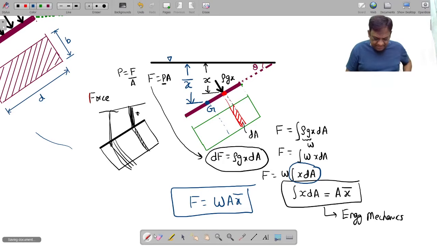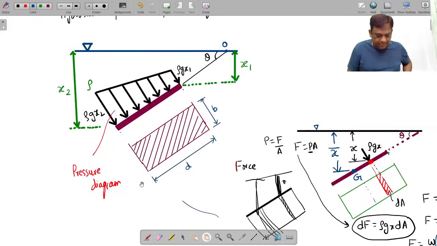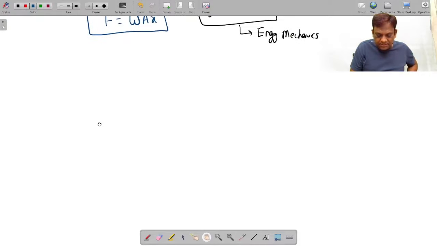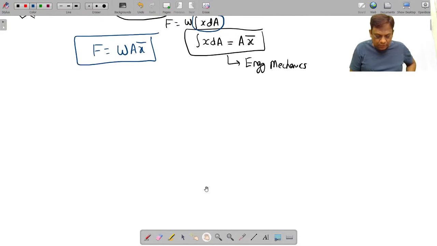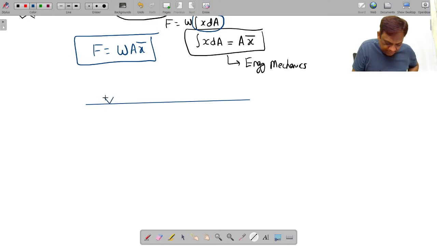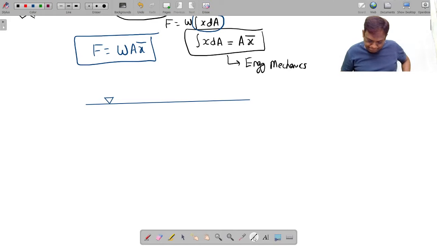I'll give you a simple example so that you can understand this in a better manner. This is the surface on which I want the force. Look once, don't do anything, please listen now. I want the force on this. What is the equation that you got? W A x bar. Now look: let this be the free surface. Now, we'll take our surface.